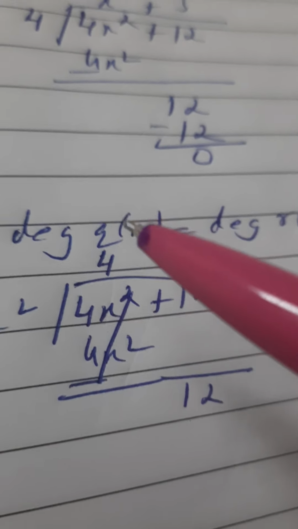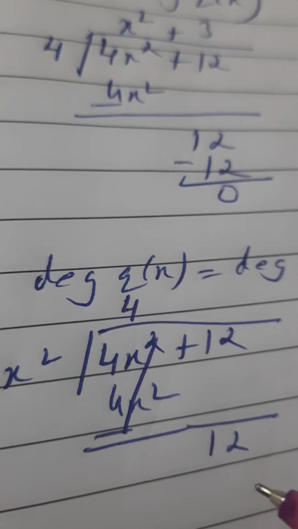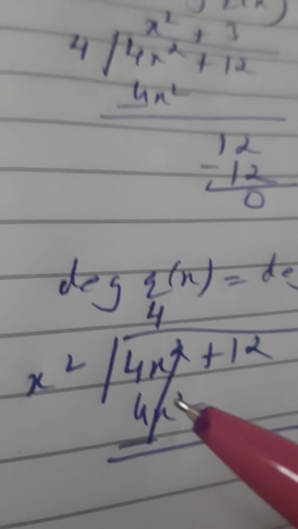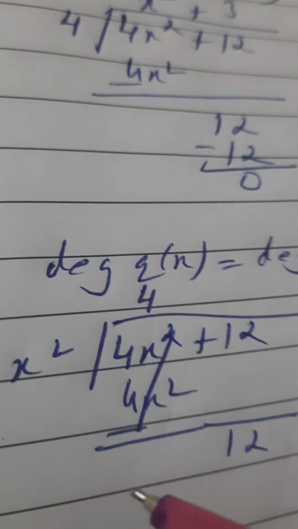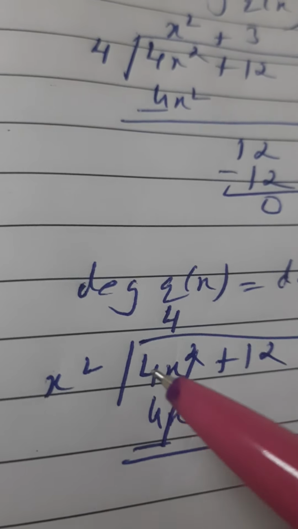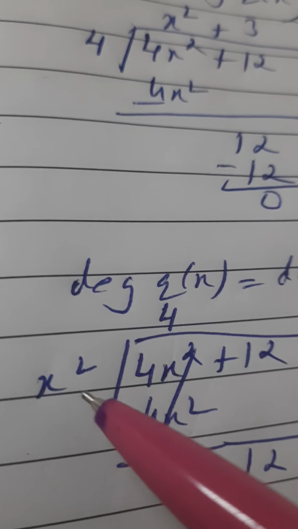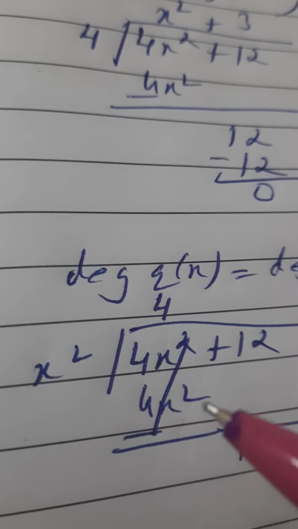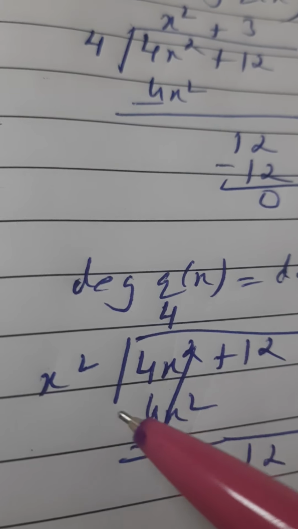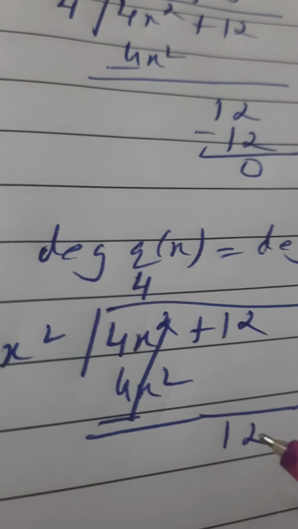Second part is degree of the quotient and degree of the remainder is same. So now I am going to do a reverse process. I am taking the same polynomial 4x square plus 12, and instead of dividing by the constant 4, I am going to divide by the variable x square. So what will happen? x square will go 4 times. You get 4x square here. When we change the sign, this subtracts. So this gets cancelled and you get the remainder as 12.